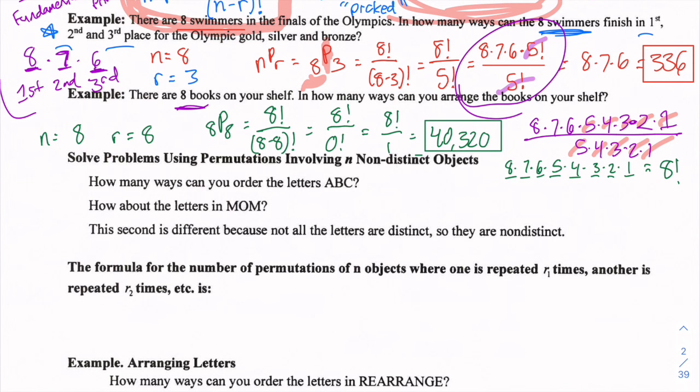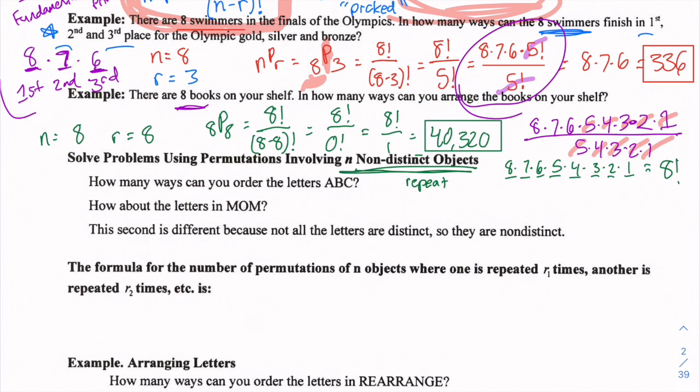Okay, so now our next formula: we'll be using permutations with n non-distinct objects. Non-distinct means that they're the same, right? There's repeating. Distinct means that they are different. Non-distinct is that there are some repeating.